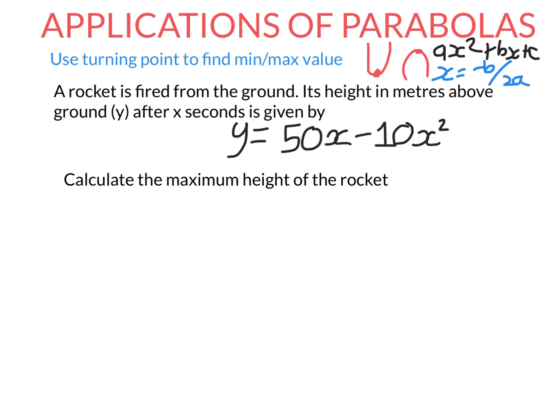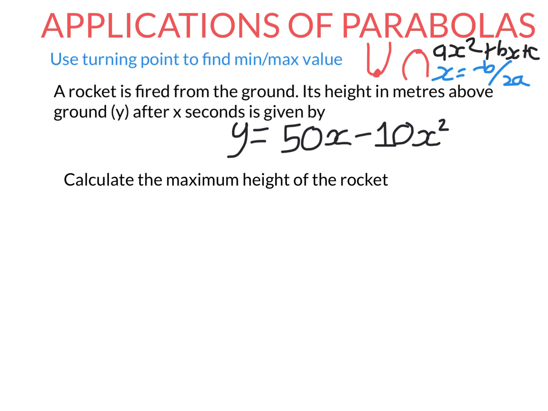Let's look at an example. A rocket is fired from the ground. Its height in meters above ground after x seconds is given by this. Calculate the maximum height of the rocket. So basically we want to find the maximum value of this function. We want to find the turning point of this parabola. There are two ways that we can do it. We can use completing the square or this formula here.